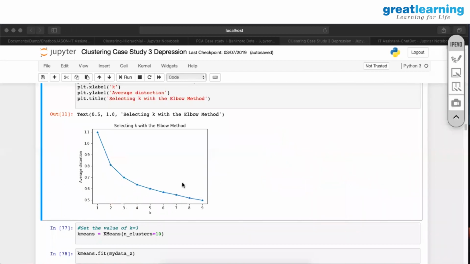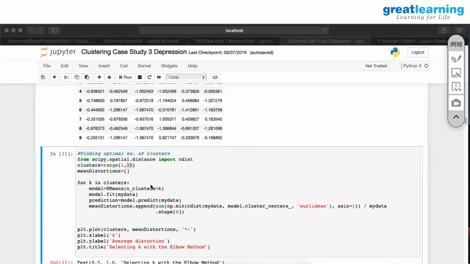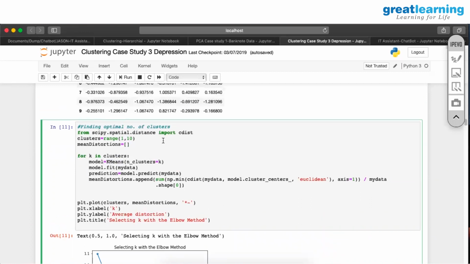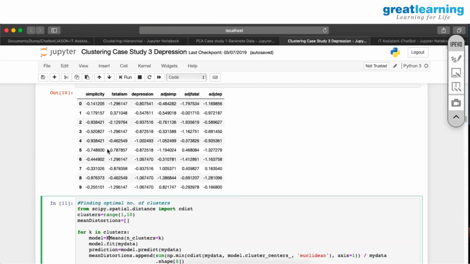Now, how do we generate this plot? Very simple. We have a range defined from 1 to 10, so basically from 1 to 9, as 10 will not be calculated. We keep mean distortion as an empty list, and we'll store the mean distortion one by one. Then we run our for loop 10 number of times, saying start k-means or perform k-means clustering. How did we get k-means? K-means we have got from our, where is our library?